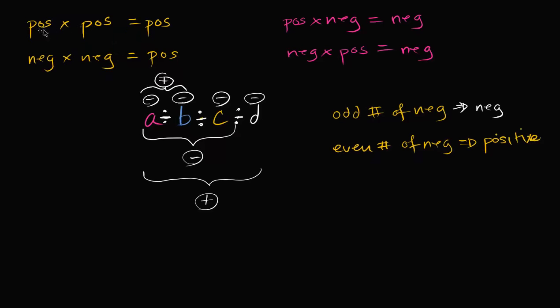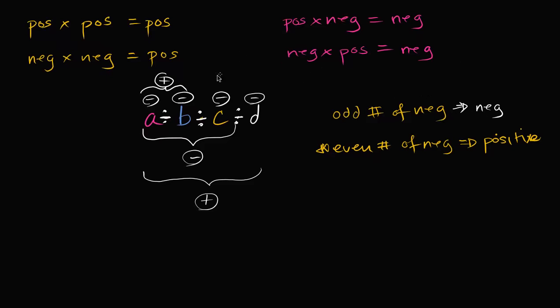Positive times a positive, you have 0 negatives. 0 is actually an even number, so this would be positive. Negative times a negative? Well, that's an even number of negatives. You have two negatives. So that's this case again. So you're going to be positive. Either of these cases, you have one negative. You have one negative in either of these cases. So that's going to be this case, odd number of negatives. So it's going to be a negative.